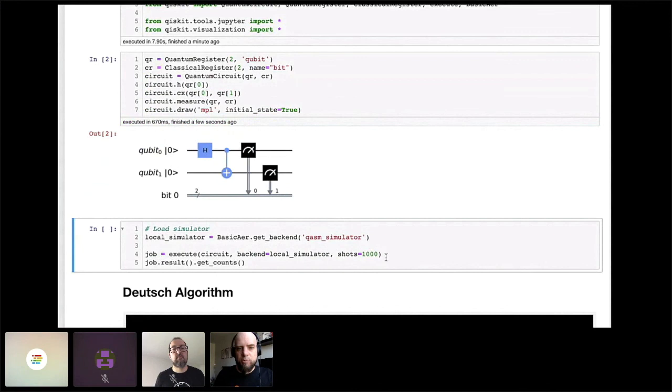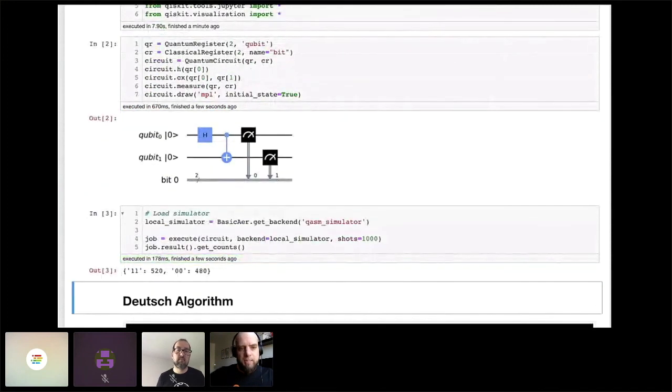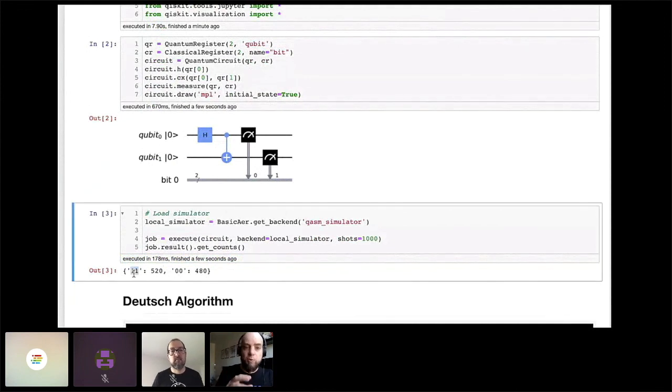So now let's try running this circuit 1,000 times on a local simulator that is installed on our computer. You can see that roughly half of the time the result was 1,1 and half of the time it was 0,0. That means there is a dependency between the first bit and the second bit. This notion is called entanglement, this relationship between these two bits.